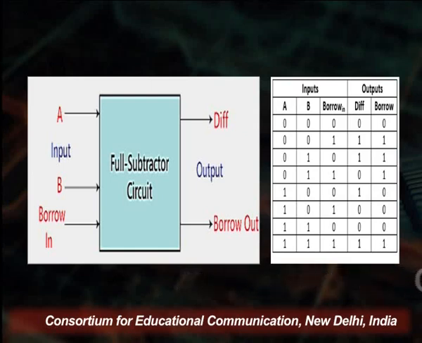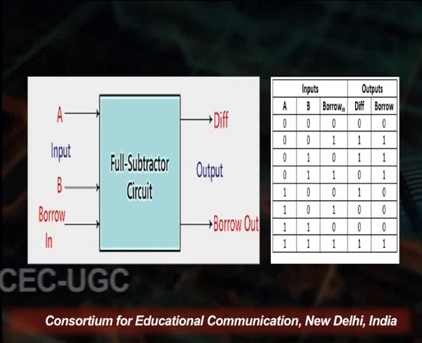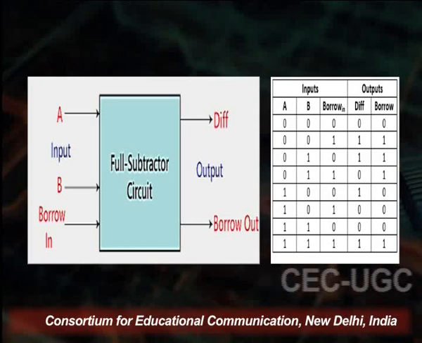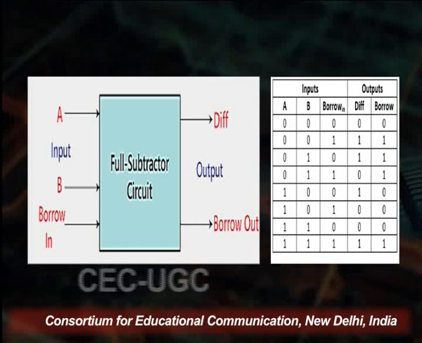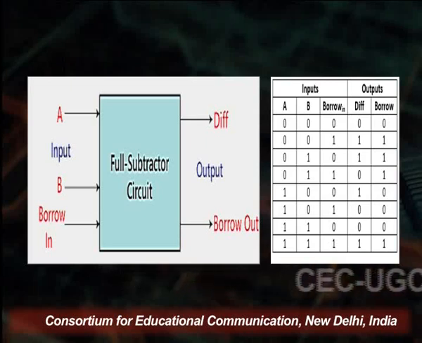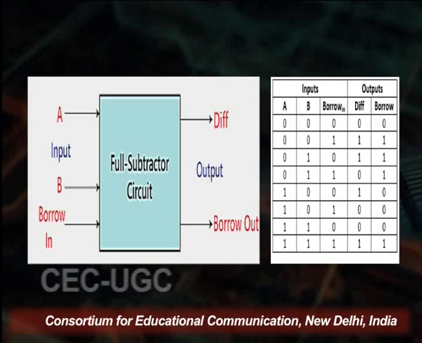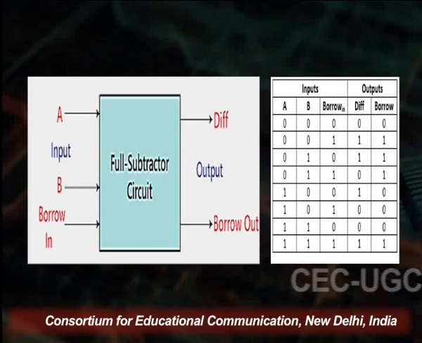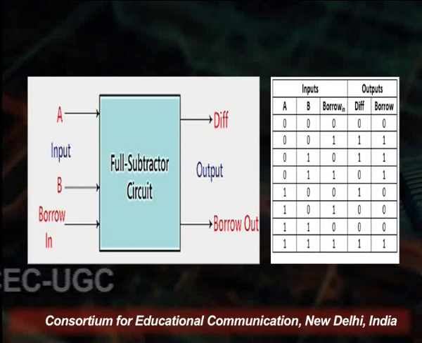So that automatically starts getting counted as one more input. That's the reason we are considering 2 inputs, A and B, and the borrow in as the third input. What's the output side? 2 outputs. One, the difference, that is what the operation is about. The other is the borrow out, which is going to be a part of your subtraction operation. So this makes it 3 inputs for a full subtractor circuit.